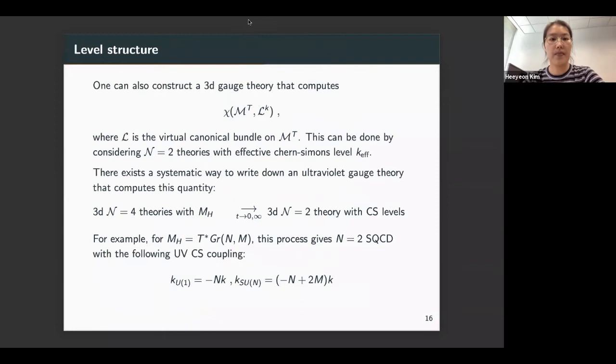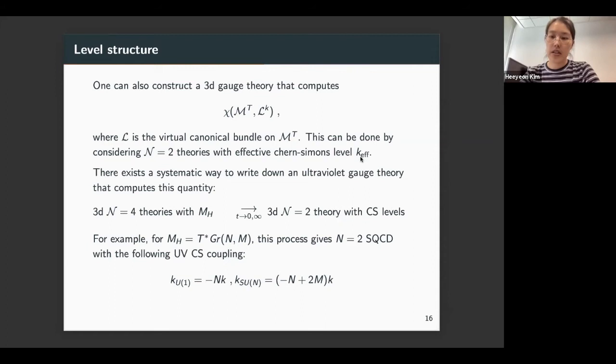So I'm going to say something brief about the level structure in this context. I mentioned that for N=4 theories, the twisted indices compute the virtual Euler characteristics valued in the shifted cotangent bundle for the A twist and some other normal bundles in the B twisted case. I also want to mention that you can construct a 3D gauge theory that computes the holomorphic Euler characteristic valued on canonical bundles and powers of canonical bundles on the moduli space. This can be done by considering N=2 supersymmetric gauge theories with some non-zero effective Chern-Simons level that I will call K effective.